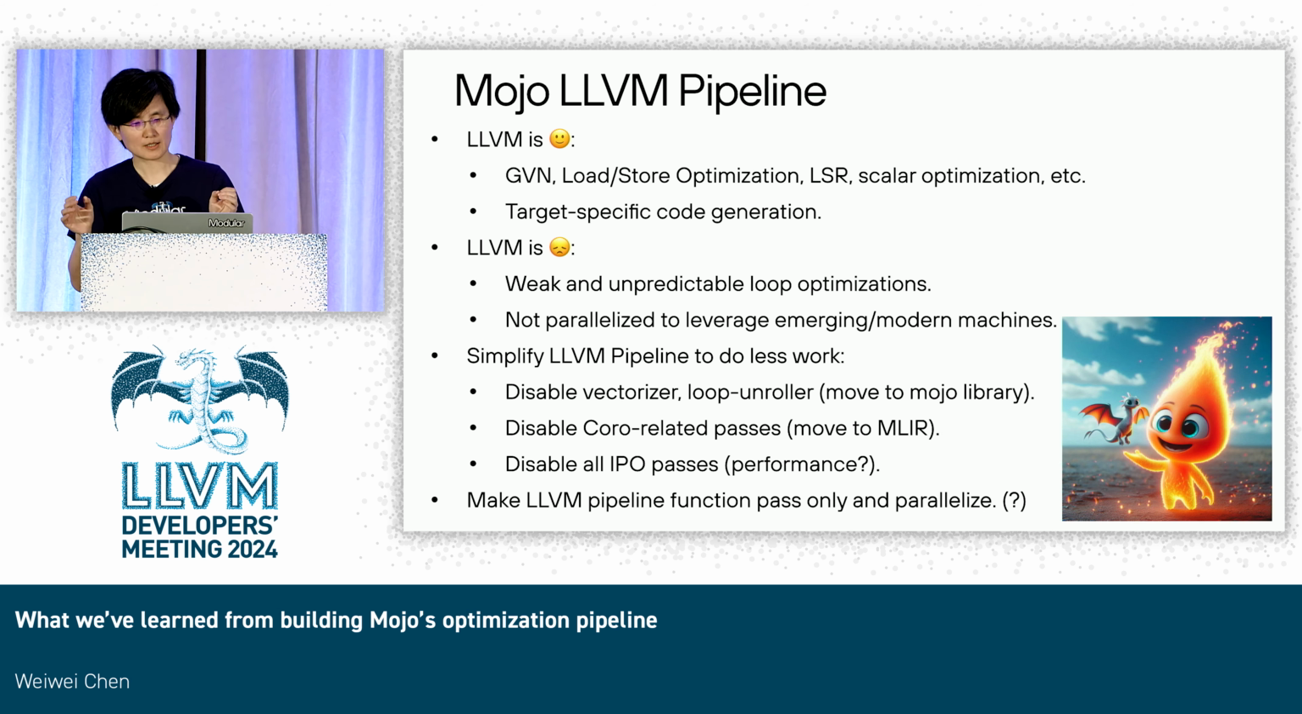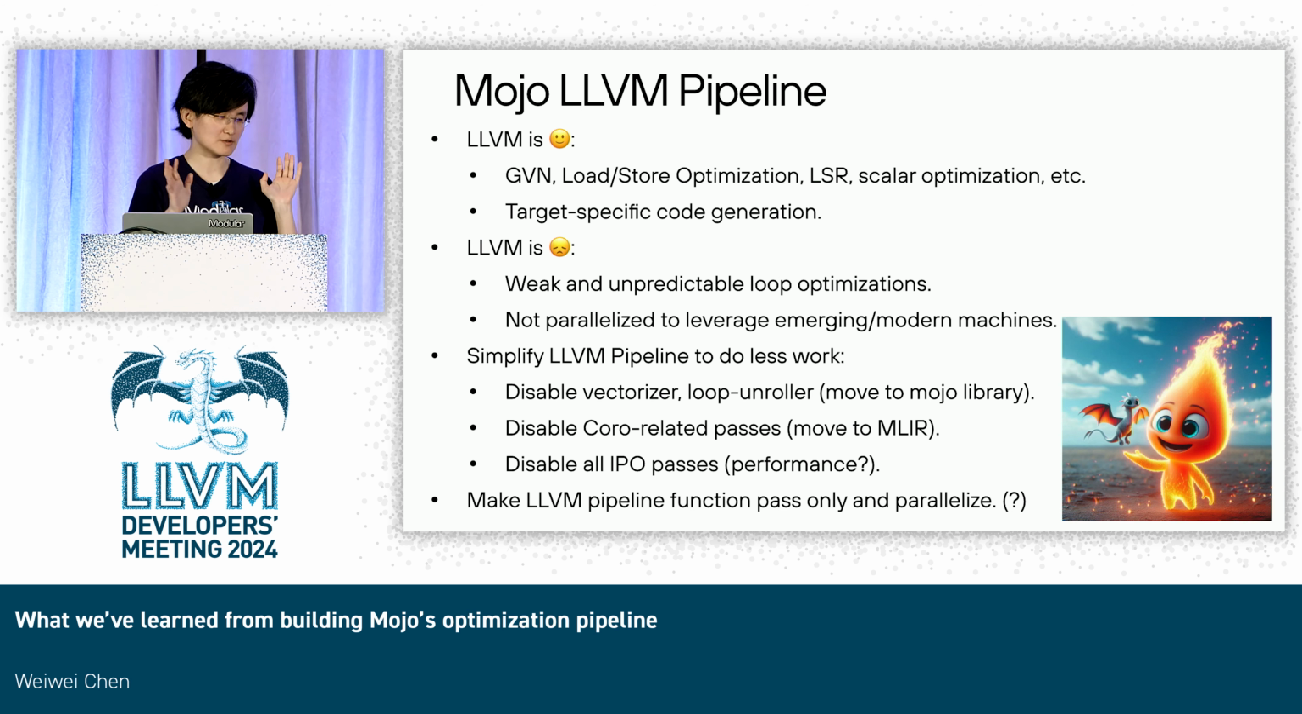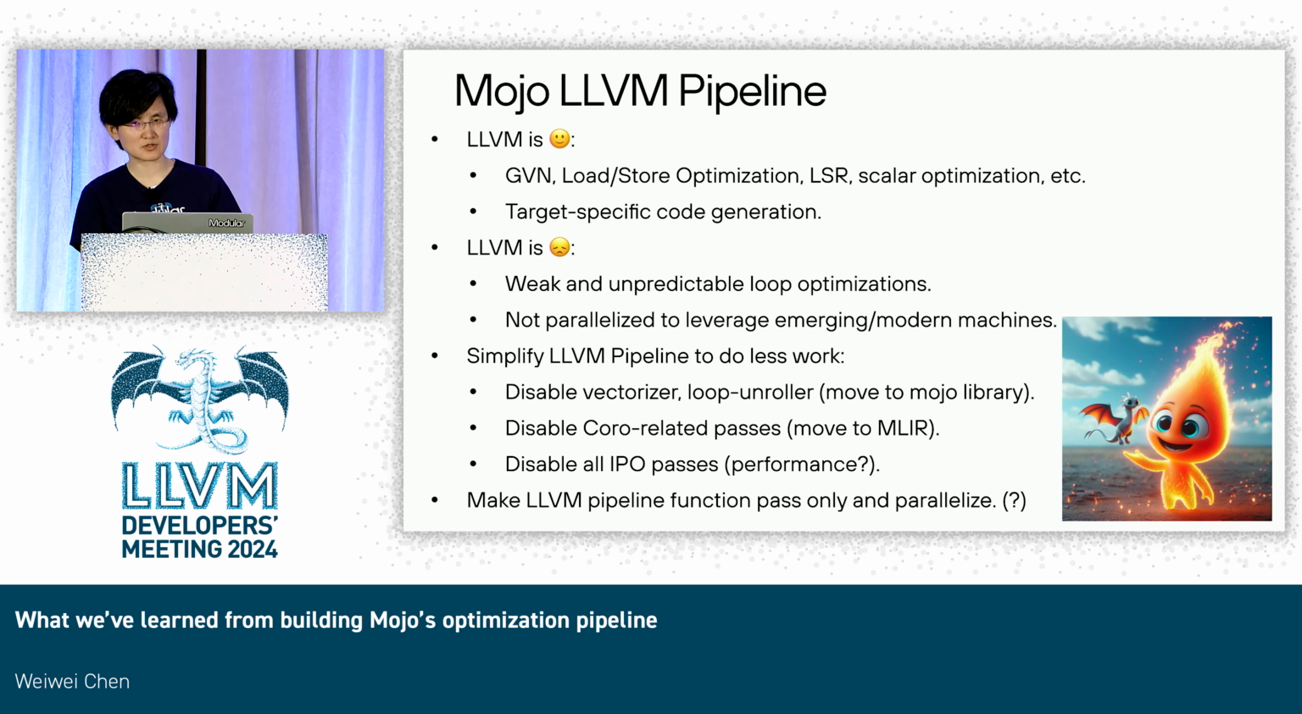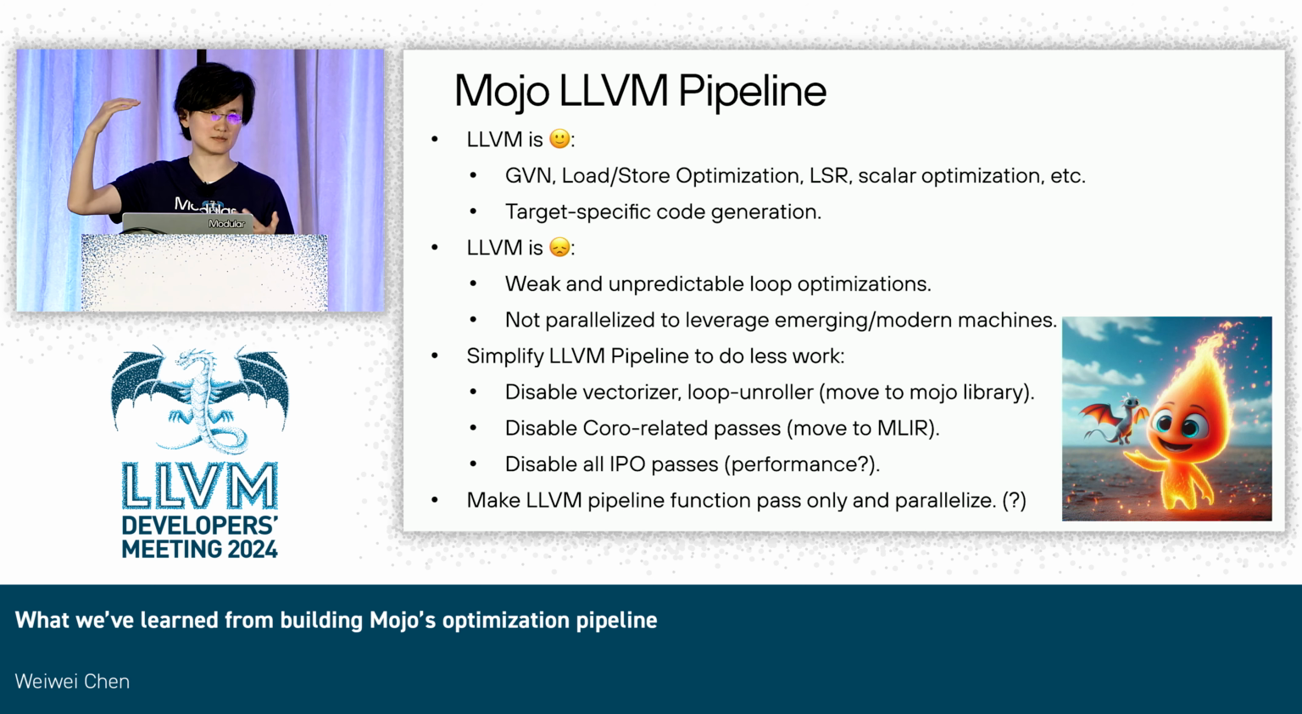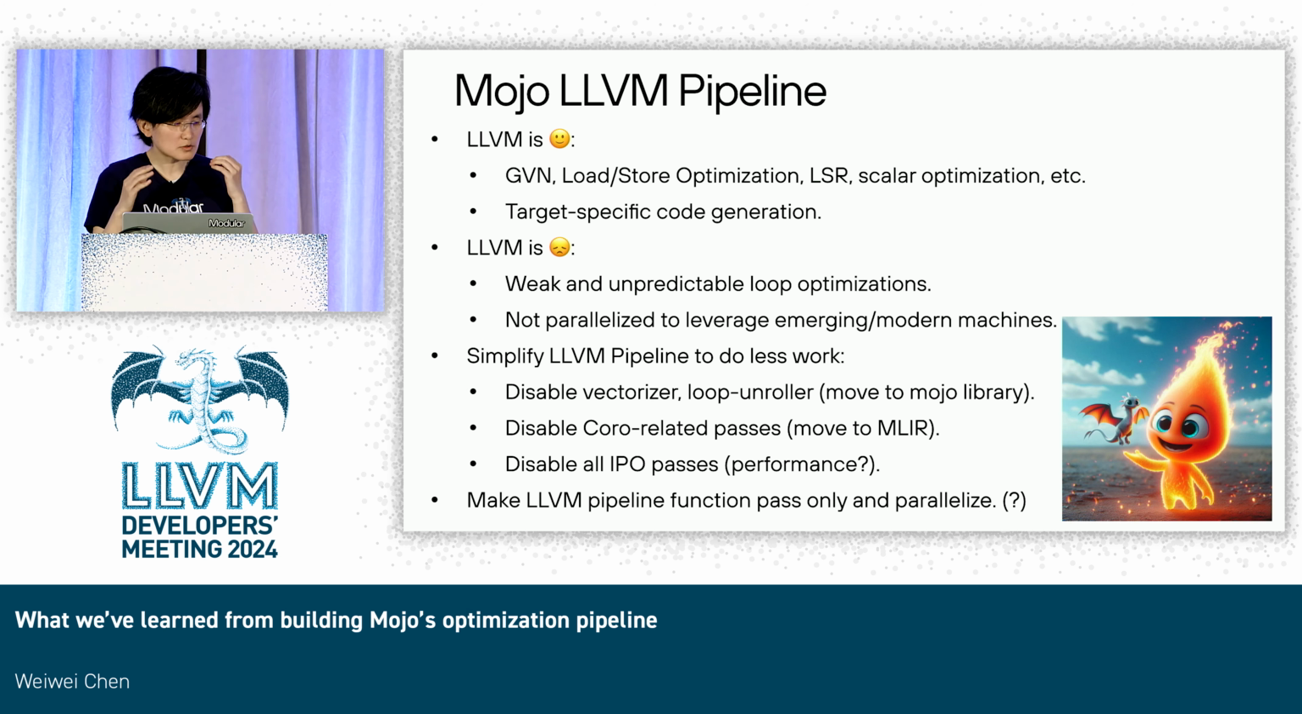So what we do when we are constructing the LLVM pipeline, we try to really simplify it so that LLVM does less work, only the important part. So we remove the vectorizer, we remove the loop unroller, and we move those functionalities up to the Mojo library. So you control that when you write the program. We disable coroutine related passes because we can implement coroutines at the MLIR level. And we also try to disable all the interprocedural optimization passes so that we can create a per-function LLVM pipeline and run them in parallel. I put a question mark here because it's not exactly what happened.